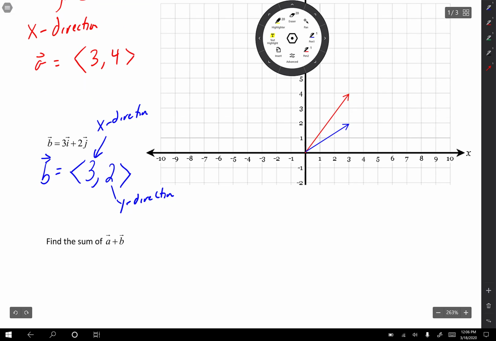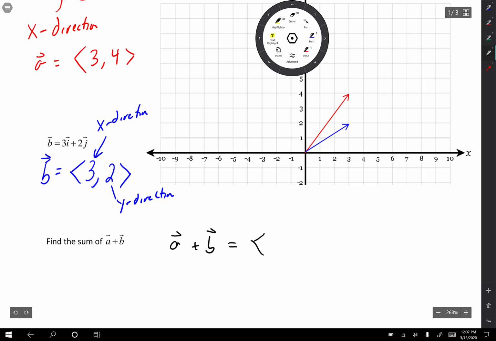Now it says find the sum of A and B. All right, I'm going to do this in the neutral color. I'm going to do it in black. I'm not sure that black is a neutral color, but whatever. So the way you add vectors, guys, is you add components together.